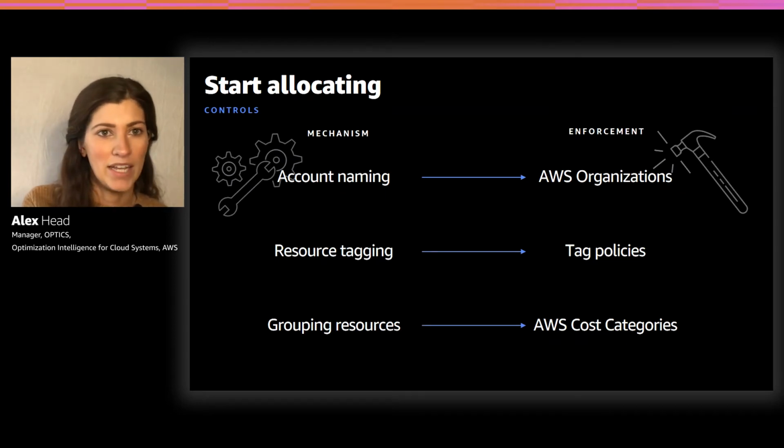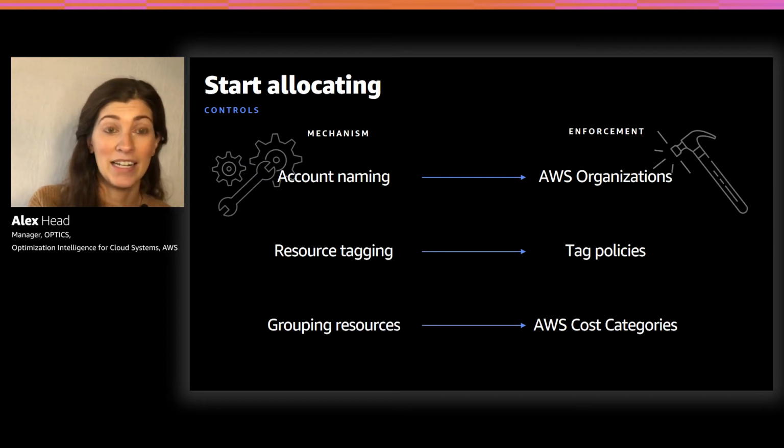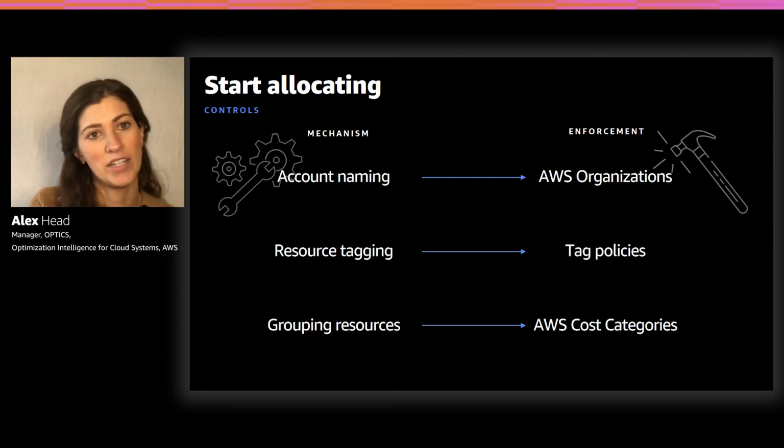A good example of what you always want to have in there is: is it a production environment or a non-production environment? Do you want to put the product name in there? Or do you want to say which organization or business unit it is? Make sure you're defining that, and then you can enforce that by using AWS Organizations.